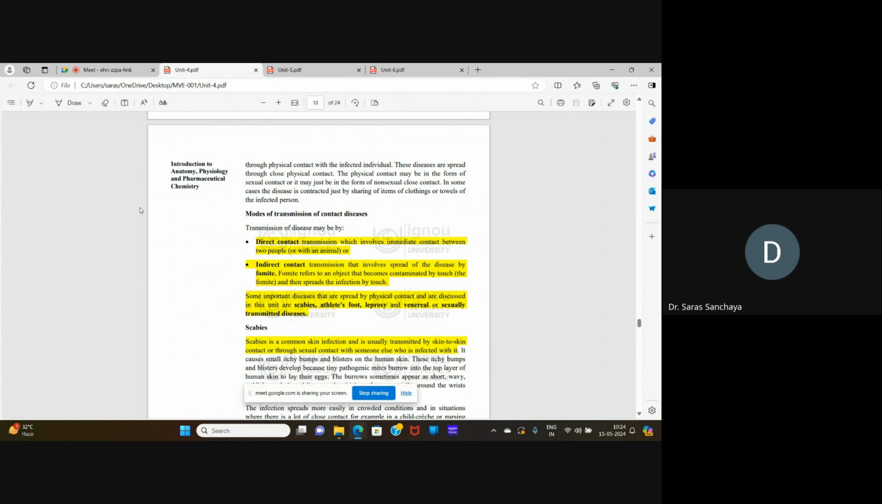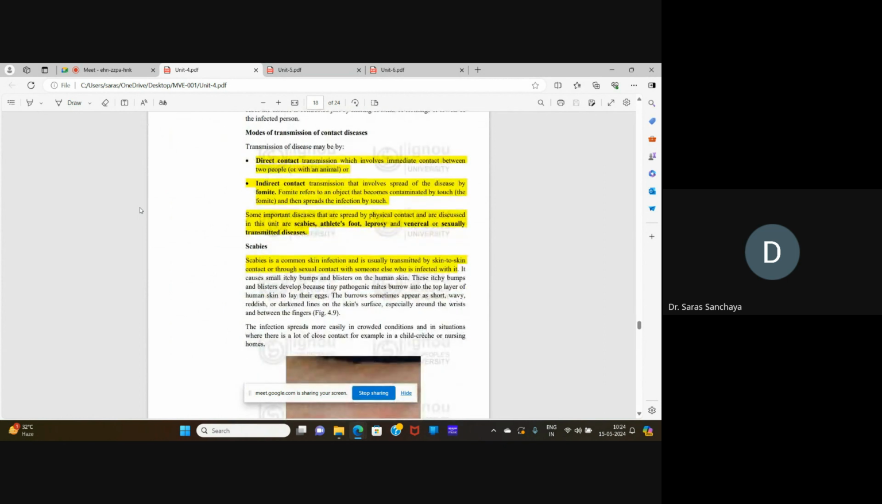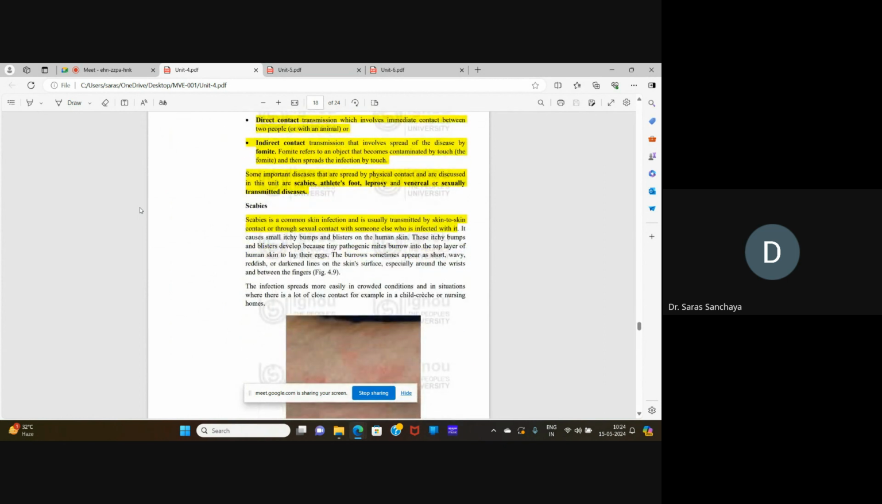Some important diseases that are spread by physical contact and are discussed in this unit are scabies, athlete's foot, leprosy, and venereal, or sexually transmitted diseases. First, we come to scabies. Scabies is a common skin infection and is usually transmitted by skin to skin contact or through sexual contact with someone else who is infected by it. So we come to scabies, which is caused by Sarcoptes scabiei.